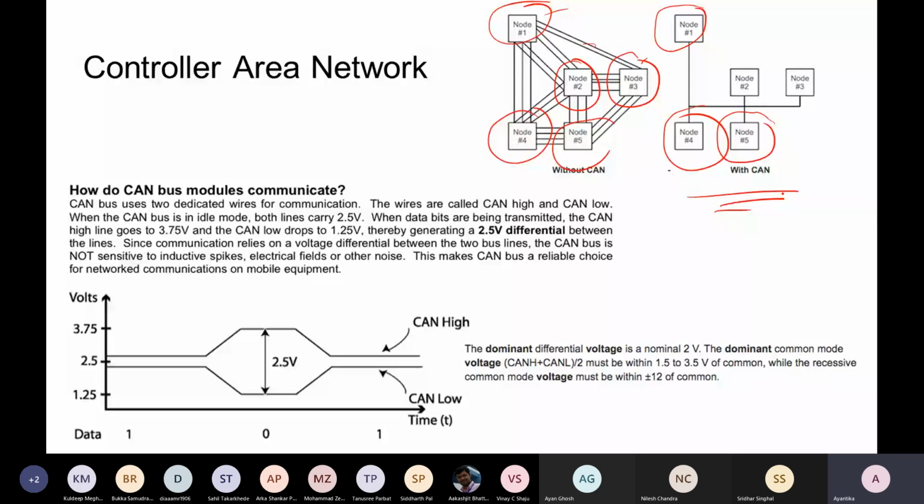Now, what is a clear advantage you can see? If, let's say, node 2 is not functioning properly, you can directly remove this node from this line, or you can set this node off for some time. You can remove this node for some time from your total network. That will not affect much, because these are directly connected to the backbone line, so it will not affect the performance or working of other nodes. But this type of flexibility was not there in the scenario without CAN.